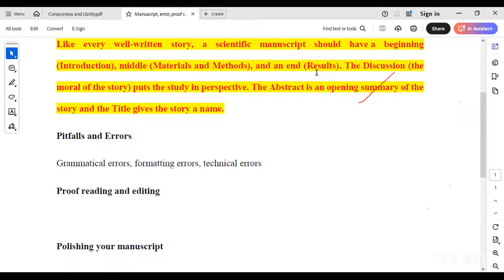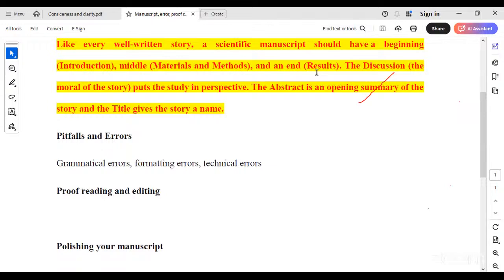Formatting errors actually refer to mistakes in the visual arrangement and presentation of the text, including inconsistent spacing, incorrect font size, and misaligned text. It can also be table and figure formatting. If a journal asks you to present figures as a pie graph or bar graph, and you have presented your figures in some other form, that's a formatting error. So we have to be careful about that as well.